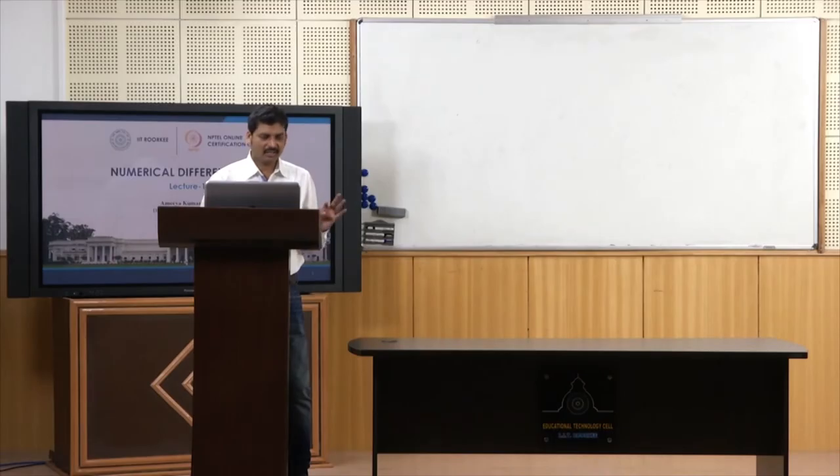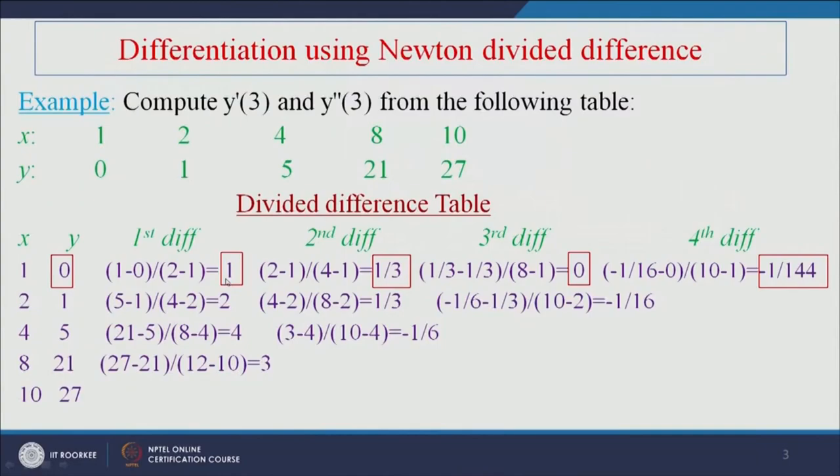Already in the last lecture, I derived this divided difference table. After that, once we use this divided difference table, we will have these values: the first divided difference value, which we obtained here as 1, then the second divided difference 1 by 3, then 0, then minus 1 by 144 here.